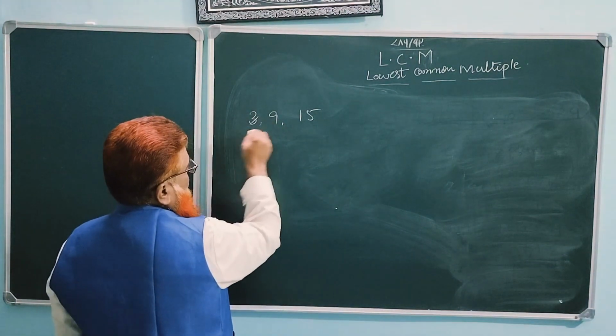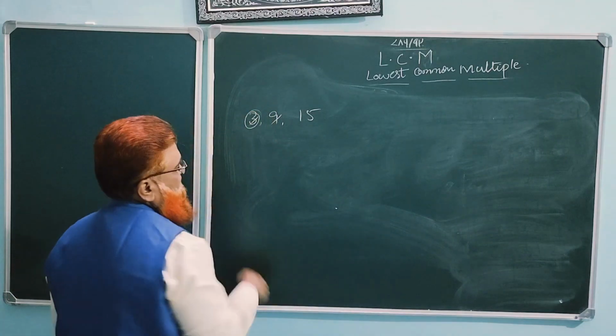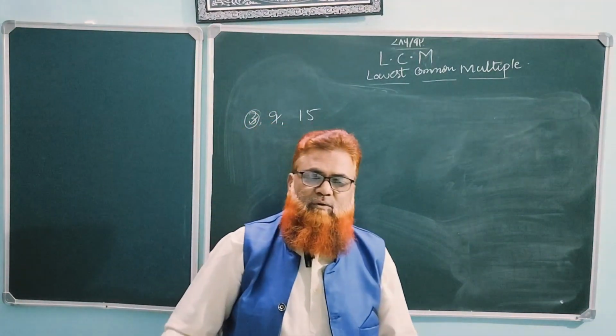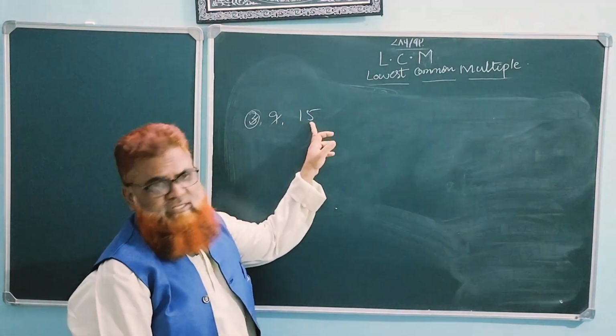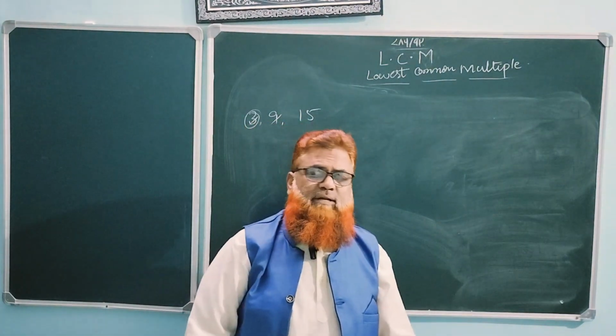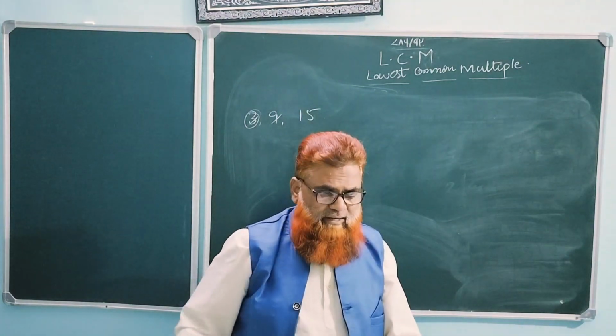Now 3 ones are 3, 3 threes are 9. 3 is out of the scene. Alright, 3 is out of the scene. What about 9? Does 9 divide 15? No, not at all. It's not dividing 15.